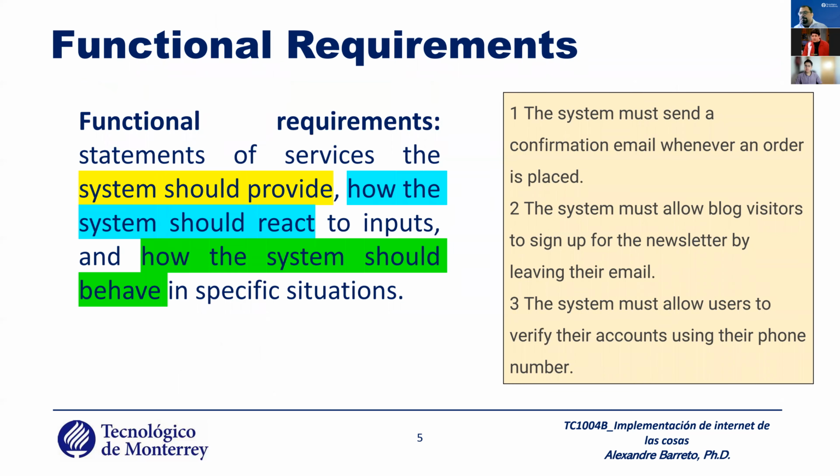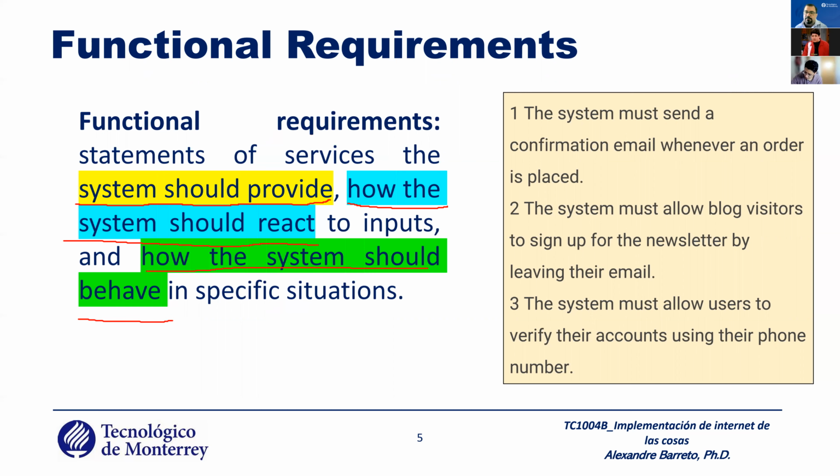So you have two types of requirements. You have the functional requirements and non-functional requirements. The functional requirements are about the features, okay? It's about what the system needs to do, and you talk about what the system needs to provide, how the system should react, and the behavior that the system needs to have.